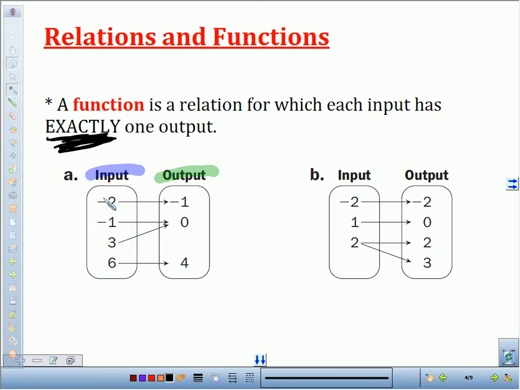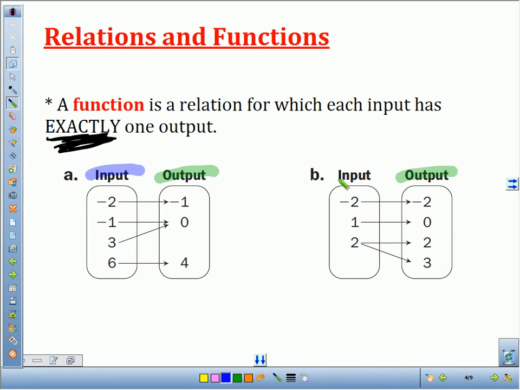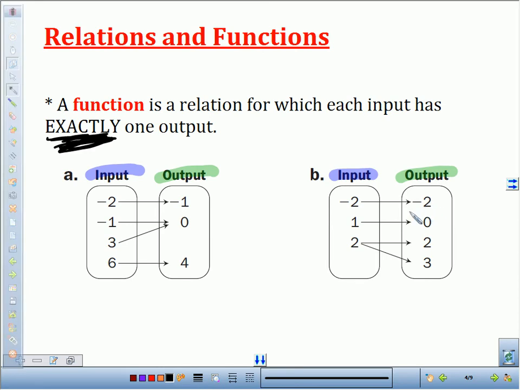What we should notice here is that each one of my inputs, -2, -1, 3, and 6, all become one other number. -2 becomes -1, and so on and so forth. Now over in the other example, the output and the input are a little different. Here, -2 goes to -2, which is allowed. Even though it stayed the same, we would still call that a relation.